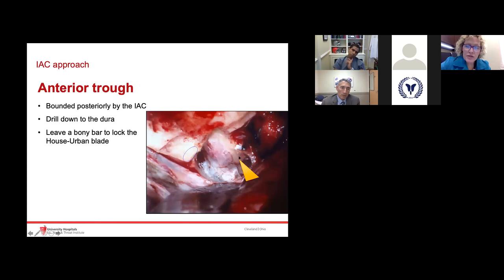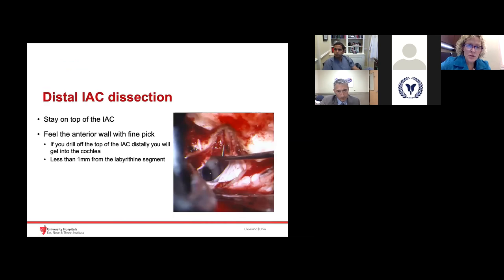The anterior trough is bounded by the internal auditory canal, the dura along the posterior fossa plate, and then anteriorly and superiorly, or excuse me, immediately, you have the cochlea. And so the cochlea is up here, and that's going to be the limit of your dissection as you get lateral on the internal auditory canal. The distal IAC dissection is sort of the trickiest part of this operation. And the key is, as you're drilling it out, to stay on top of the internal auditory canal. So as you can see in this image, we have a small right angle pick, and I'll show you in a video in just a second how you use that pick to figure out where your cochlea is so that you stay out of it.